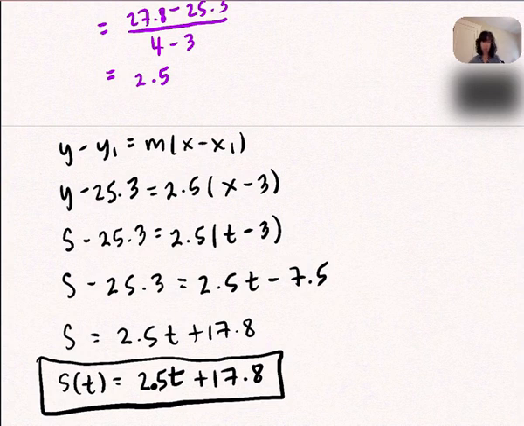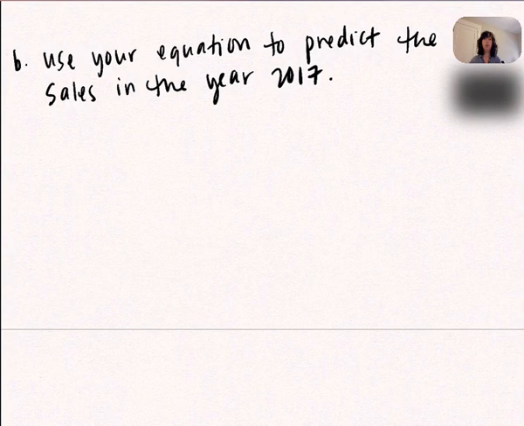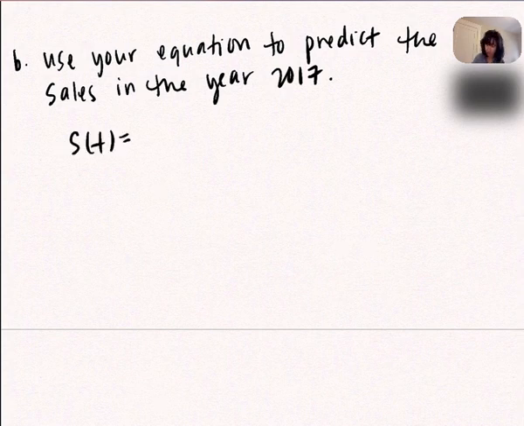Okay, let's look at part B. Part B says, use your equation to predict the sales in the year 2017. So we want to know what the sales should be in 2017, assuming they follow this linear pattern. So our linear equation that we just found is S of t equals 2.5t plus 17.8.